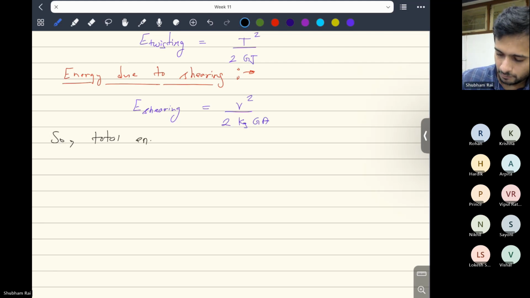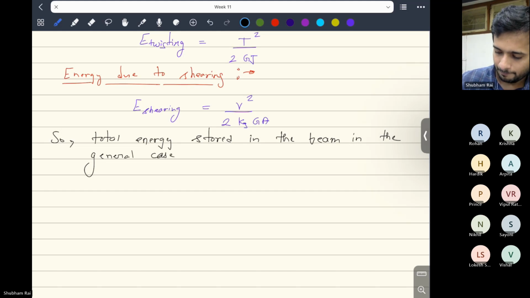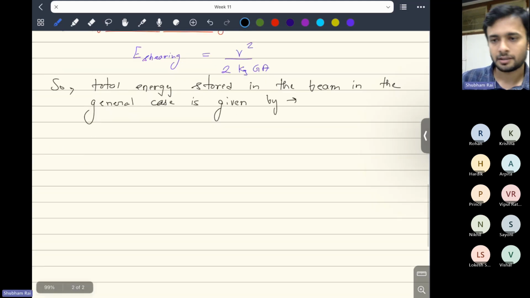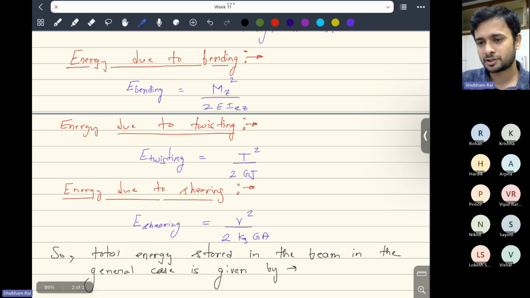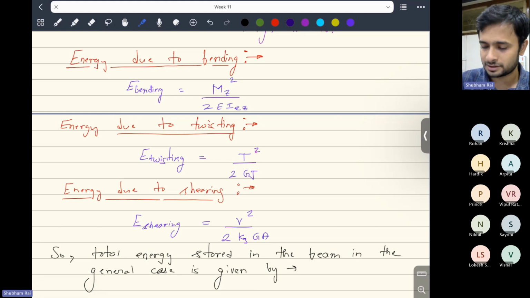So total energy stored in the beam, because we are talking about beam, in the general case is given by, so I'm just summing all the energies. You can only sum these energies when these forces are in principal direction, or they are mutually perpendicular to each other. So let's say twisting and Mz are mutually perpendicular, shear force is also mutually perpendicular. Then you can add those, because the energy is quadratic in forces. You cannot apply superposition principle, right?